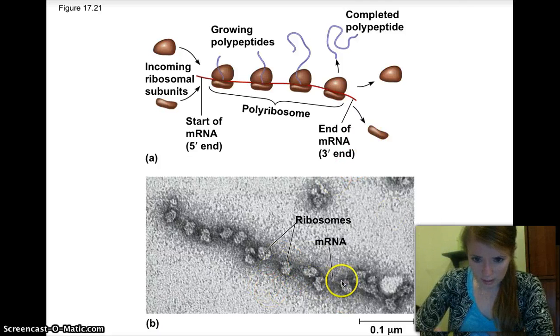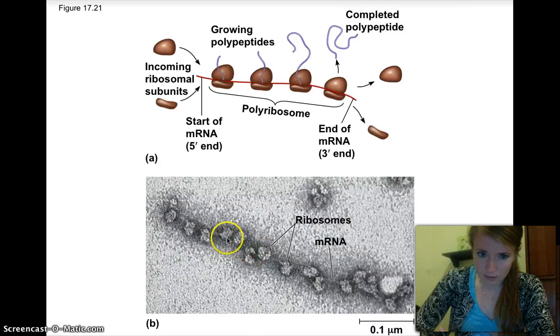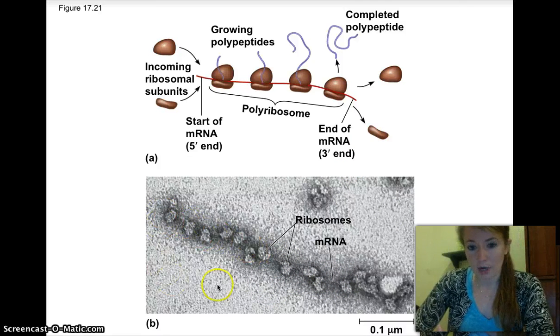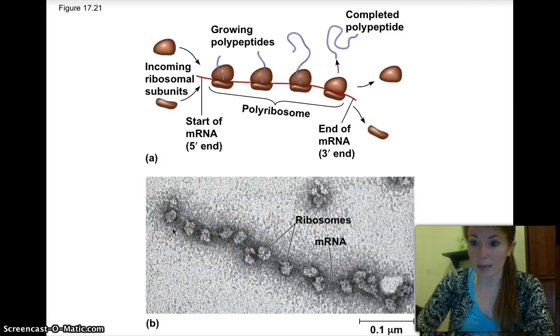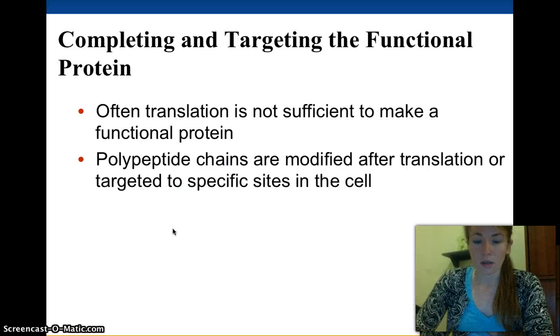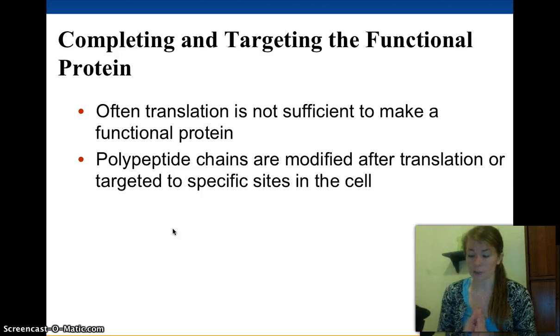You can kind of see the skinny strand moving through this, and that is the mRNA, and then these are the ribosomes. All these dots are ribosomes working on that mRNA. So this happens all the time. Okay, so when we're done after termination, we have a free polypeptide.